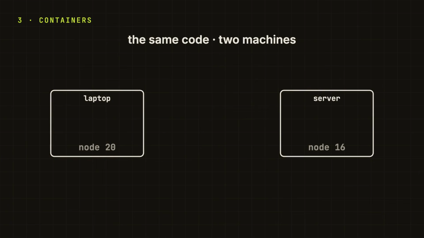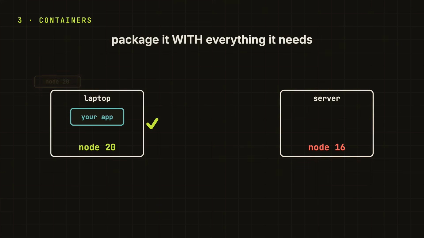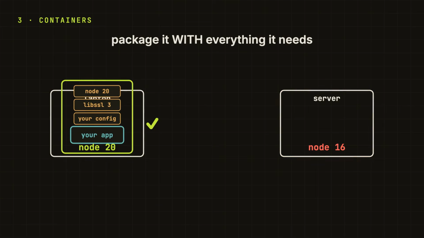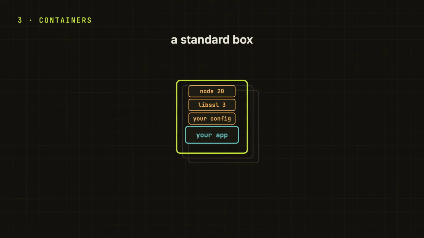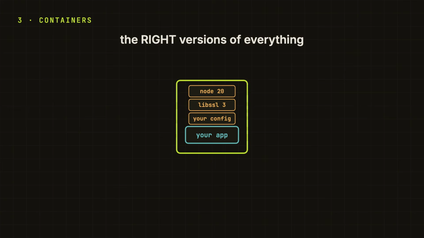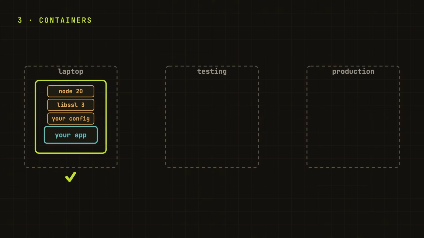Okay, we have many services, each needing to run on many machines. And a classic, painful problem shows up. The code runs fine on the developer's laptop, but breaks on the server because the server has a different setup, a different version of something. The famous line, "but it works on my machine." So we need a way to package a service with everything it needs so it runs identically everywhere. And that is a container. A container, and the popular tool is Docker, is a lightweight standard box that holds your service plus every dependency it needs, the right versions of everything.